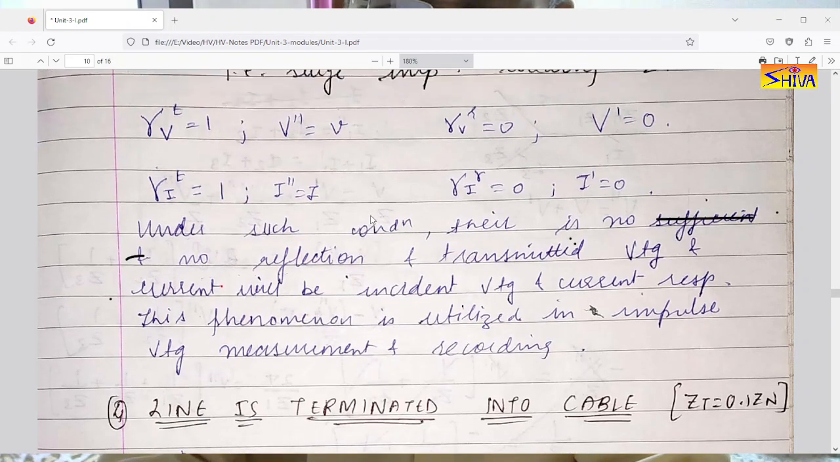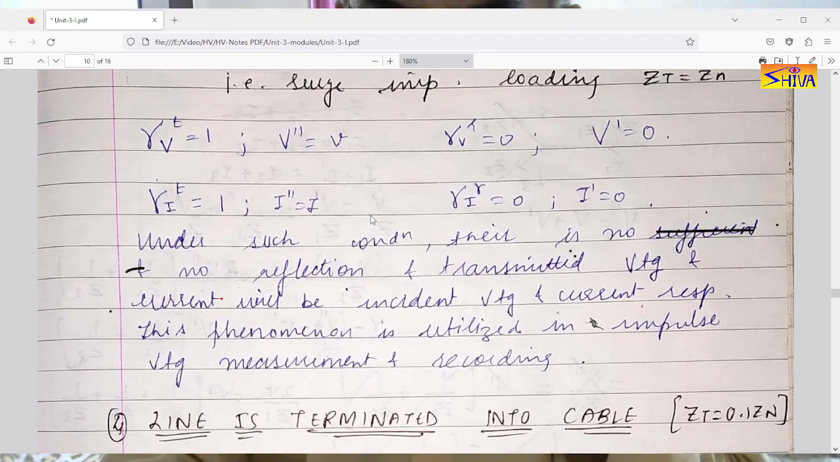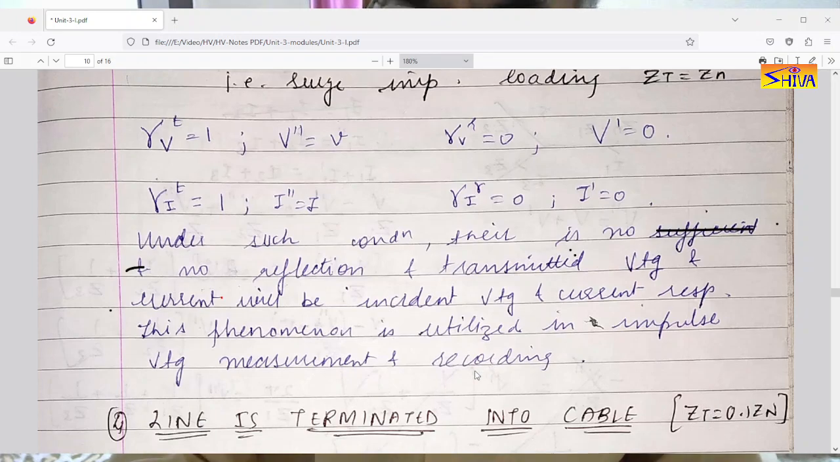Fourth case is line is terminated into cable. Now in my first lecture on traveling waves, I had explained to you that for cable, the surge impedance is approximately 10% of the surge impedance of the line. So this Zn is line impedance. If we terminate this line with a small length of cable, then terminating impedance will be 10% of line impedance.